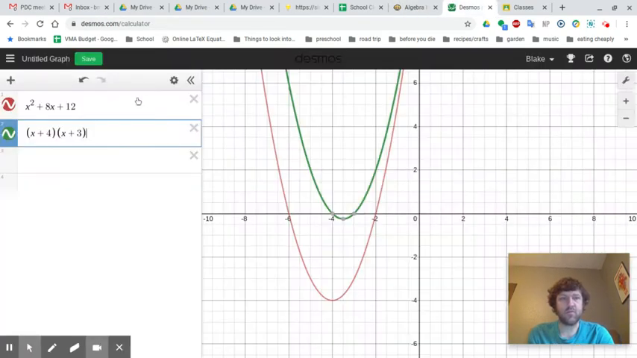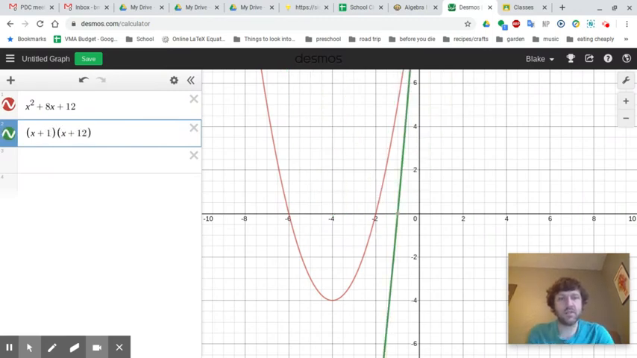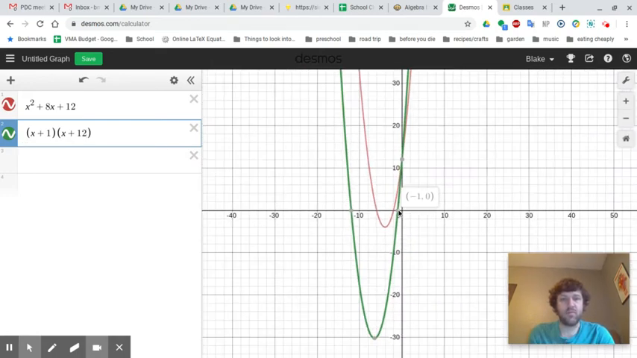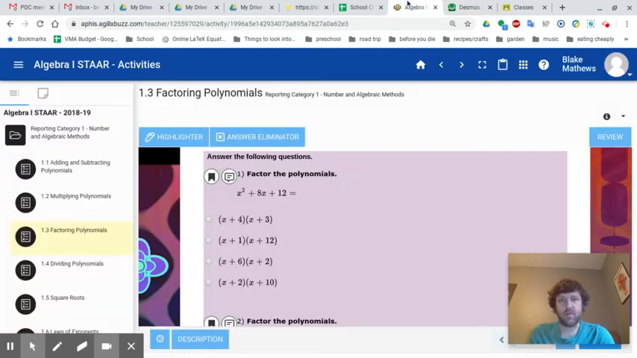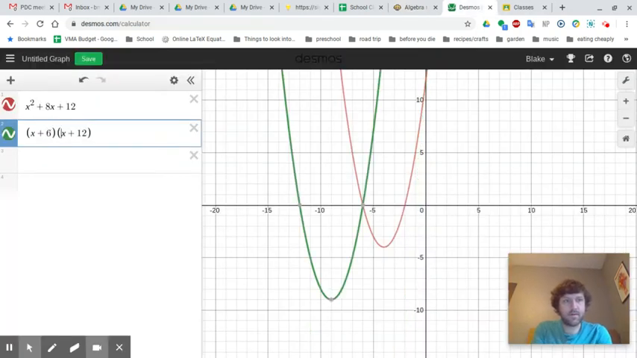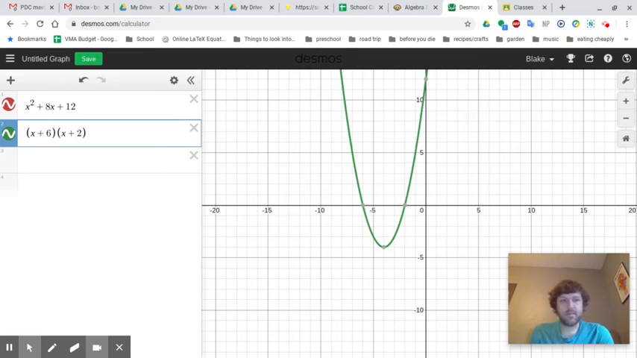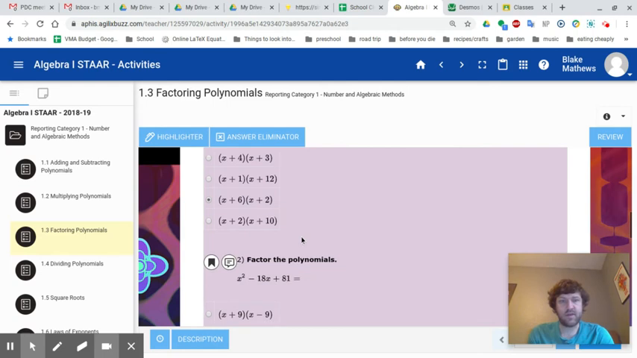We have x plus 1, x plus 12. I'm just going to go in and change those numbers so that I don't have to retype everything. And again, I can zoom way out to see this, but obviously they're not the same. So 1 and 12 do not work. And so we're going to go on to our next one, 6 and 2. Maybe that's going to be it, and it is. So we have 6 and 2. The blue and the green graphs match, and so that is the correct answer.